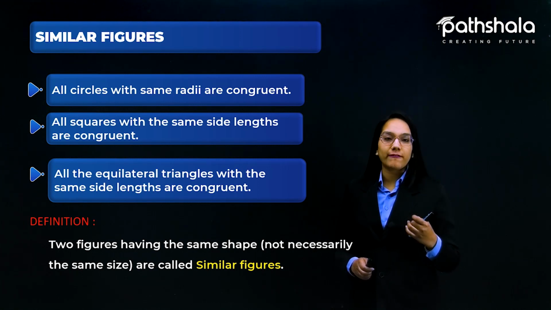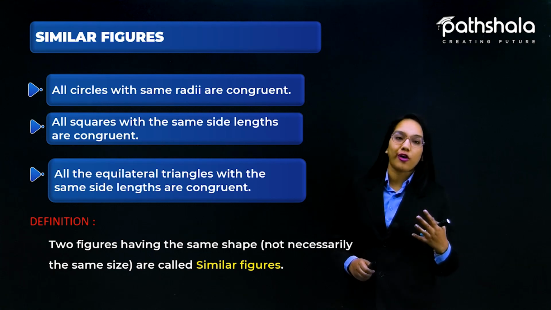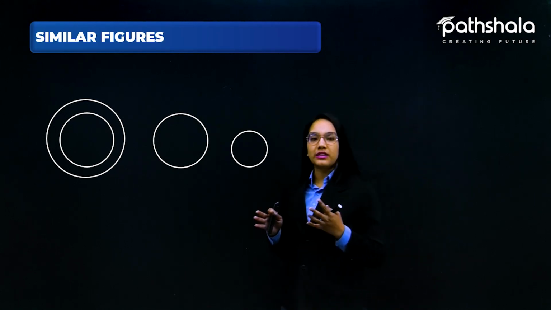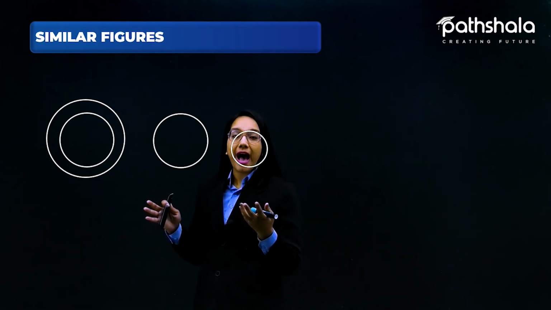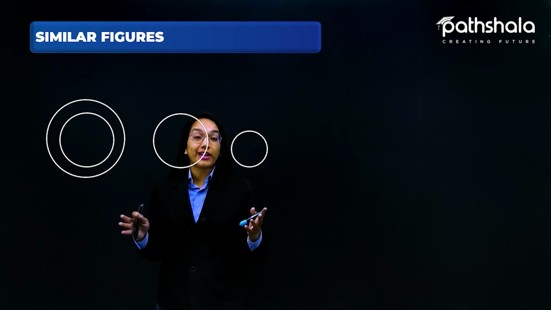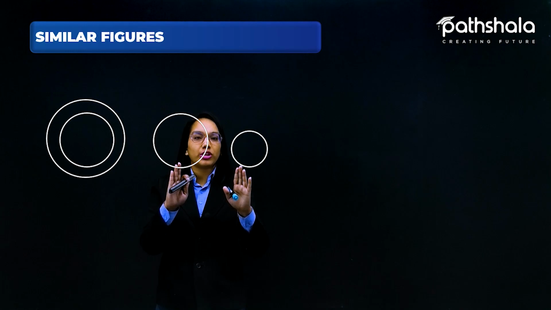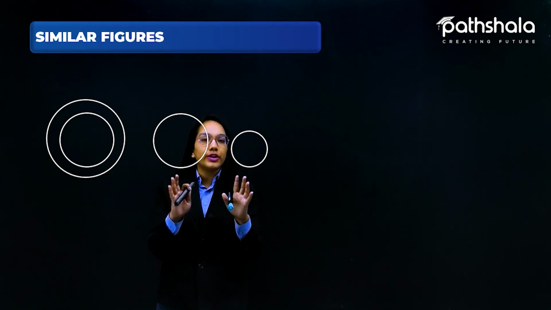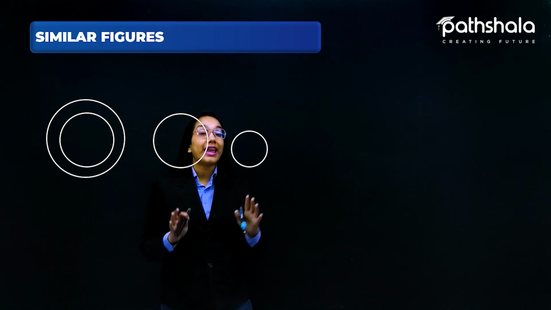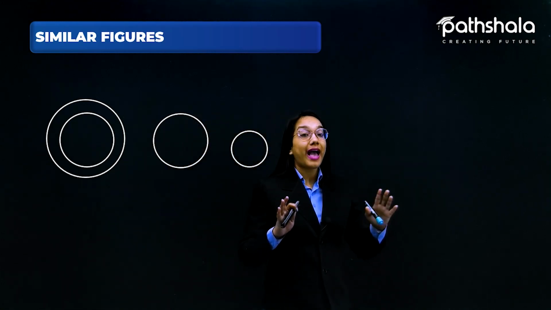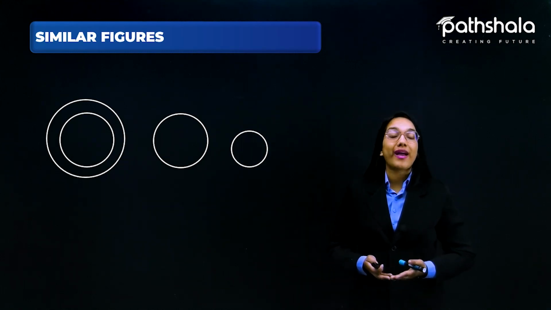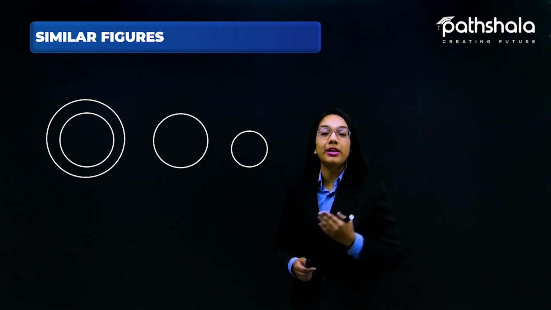Let us compare this definition with congruency. Take these circles. They may or may not have the same radii. For these two circles, the radius of this circle and the radius of this circle are definitely different. It means they are not congruent to each other, but they are similar because they have the same shape. They are circular. That's why they are called similar to each other.